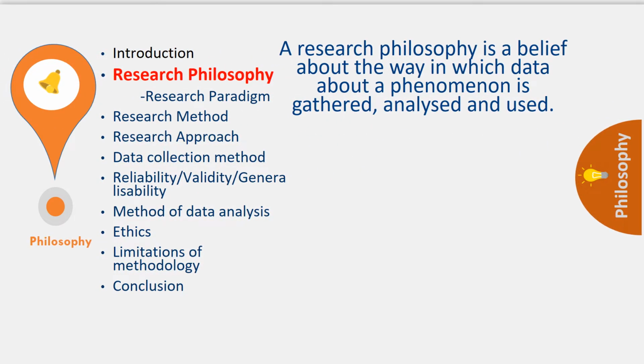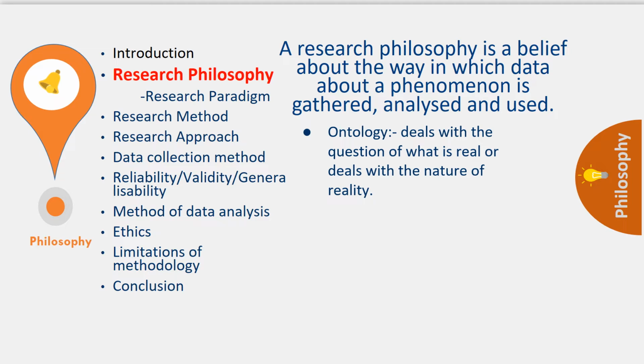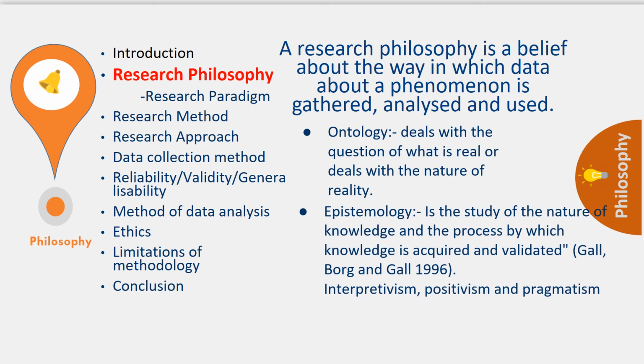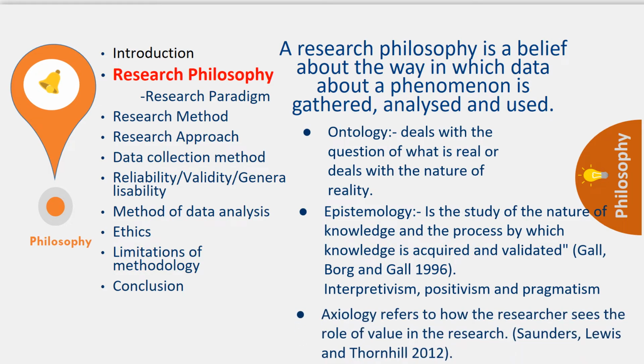Philosophy. This is a belief about the way in which the data about a phenomenon is gathered, analyzed, and used. And there are different types. Ontology, which deals with the question of what is real, or the nature of reality. Epistemology is the study of the nature of knowledge and the process by which knowledge is acquired and validated. And then we have axiology, which refers to how the researcher sees the role of value in the research. So you have different types of research philosophies, and which research philosophy are you actually adopting and why?